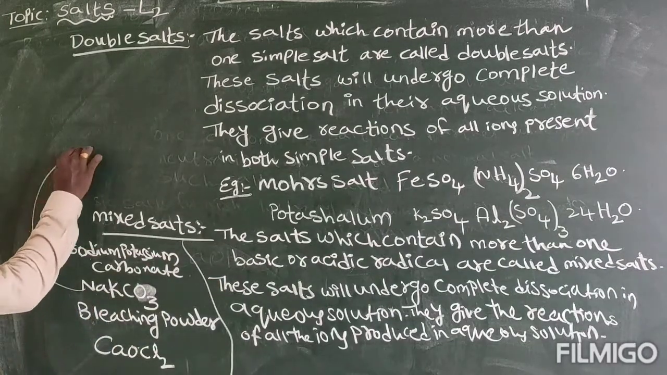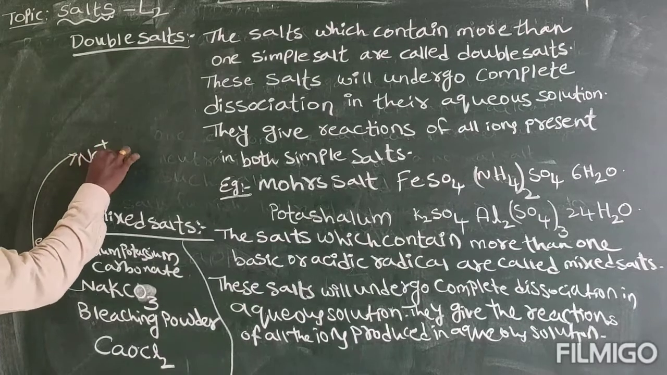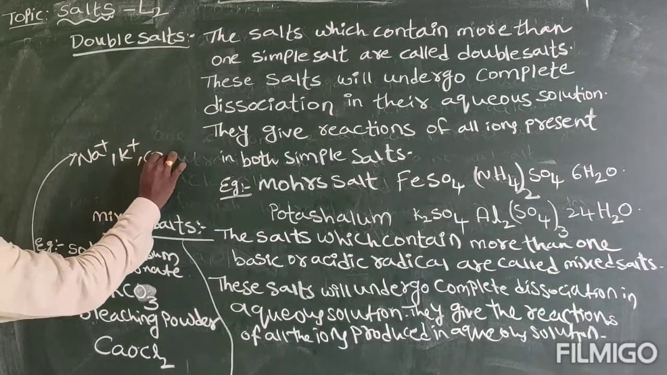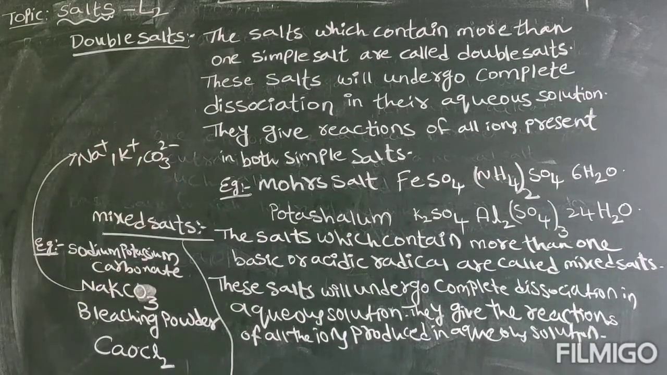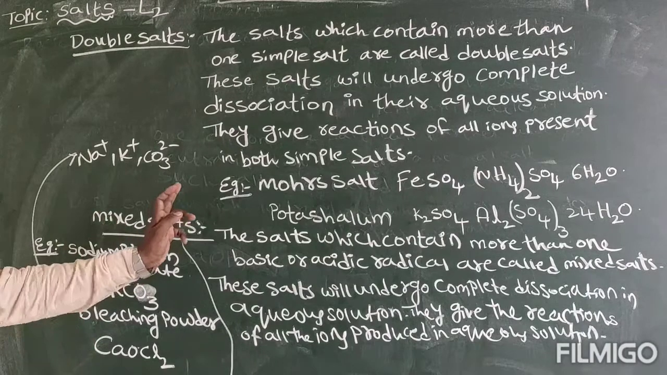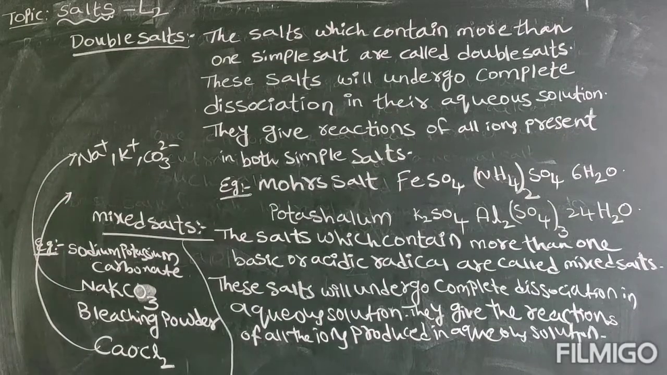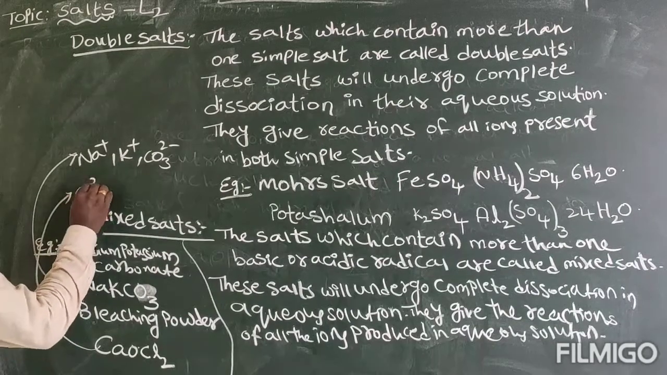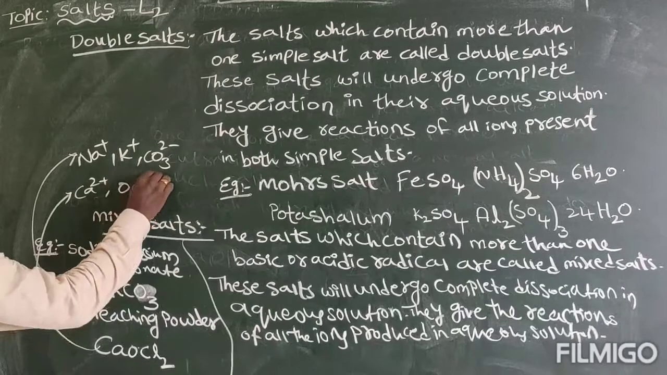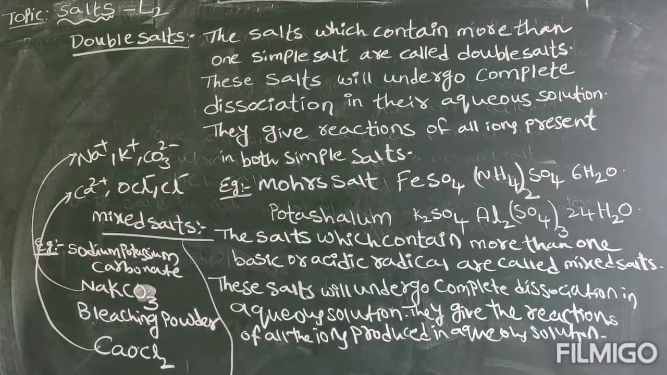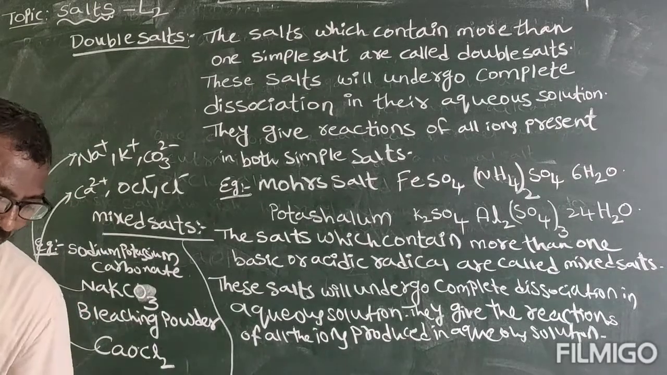See, in this what are present? Na+ is present, K+ is present, and CO3 2- is present. So these are the radicals which are present. And in bleaching powder, what are the radicals present? Ca2+, OCl- and Cl-. So these are the radicals which are present in bleaching powder. So double salt, mixed salt, these are the differences. And the last one we have is complex salts.